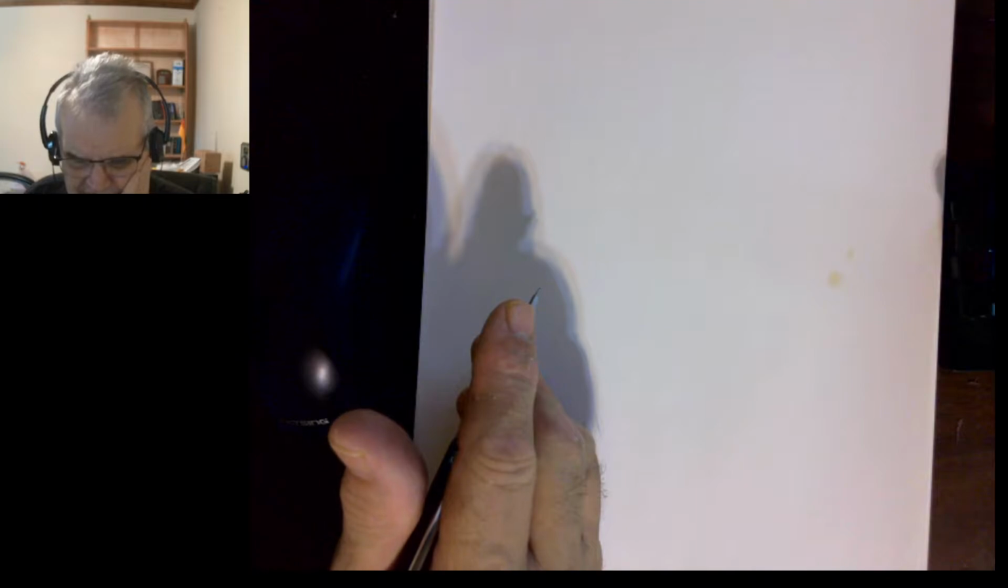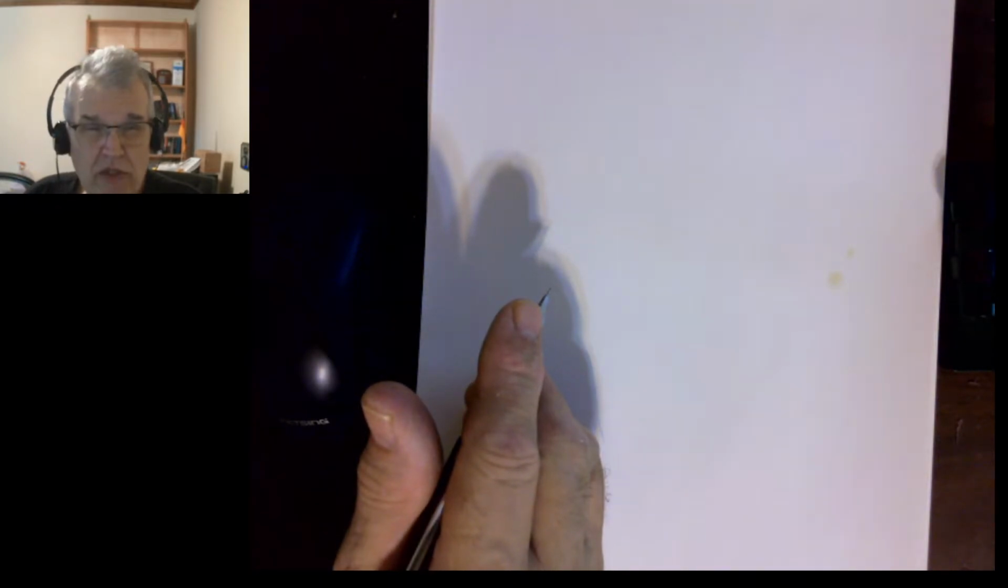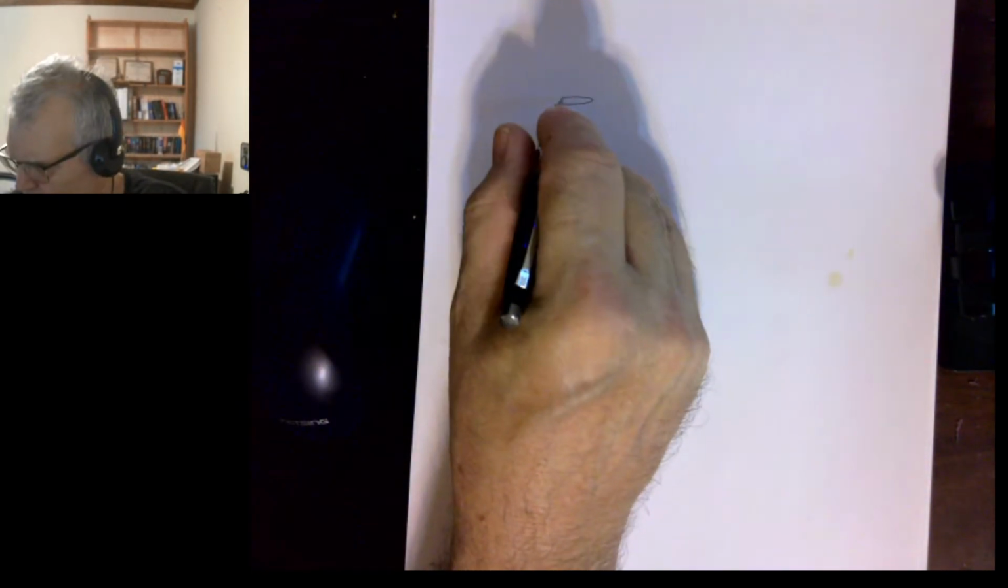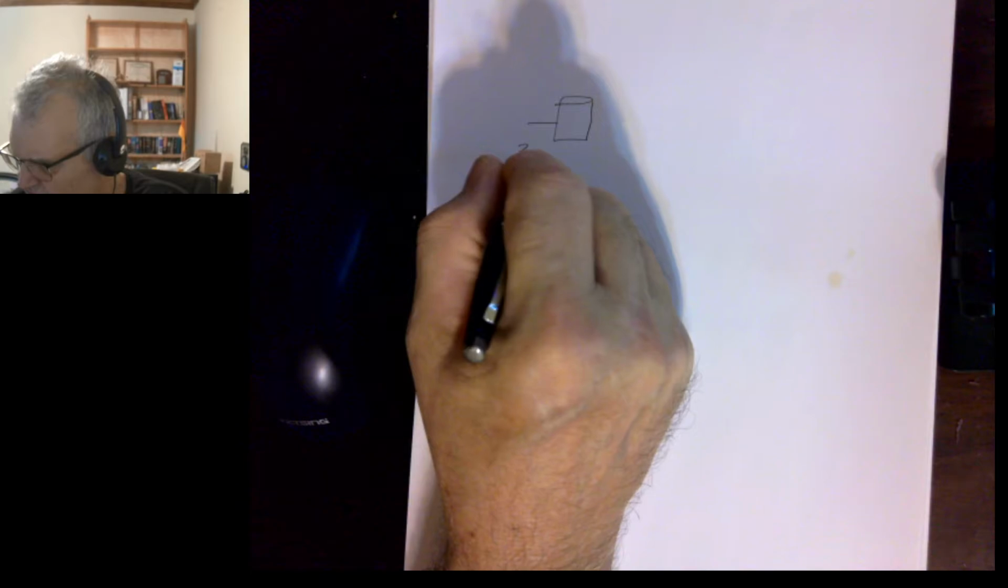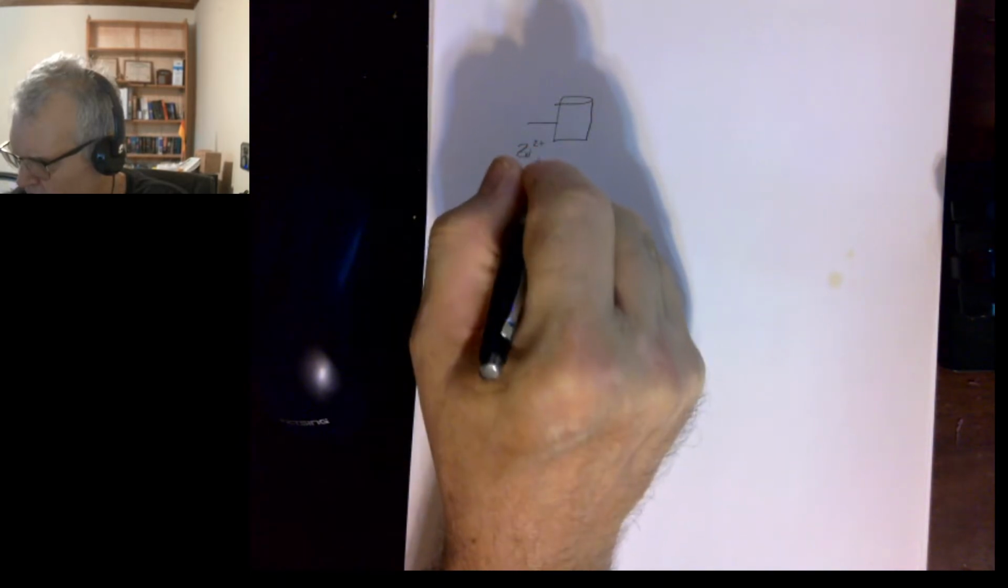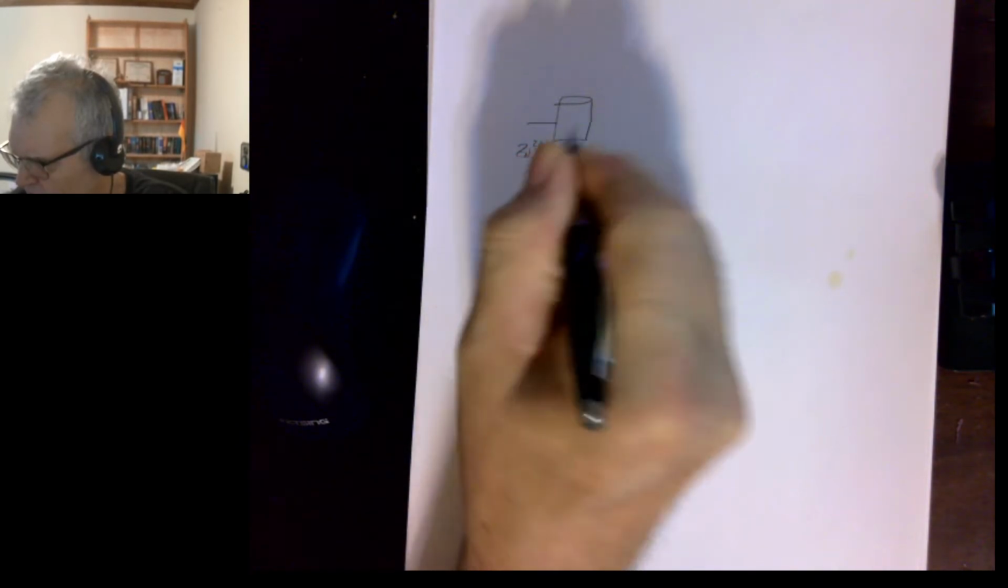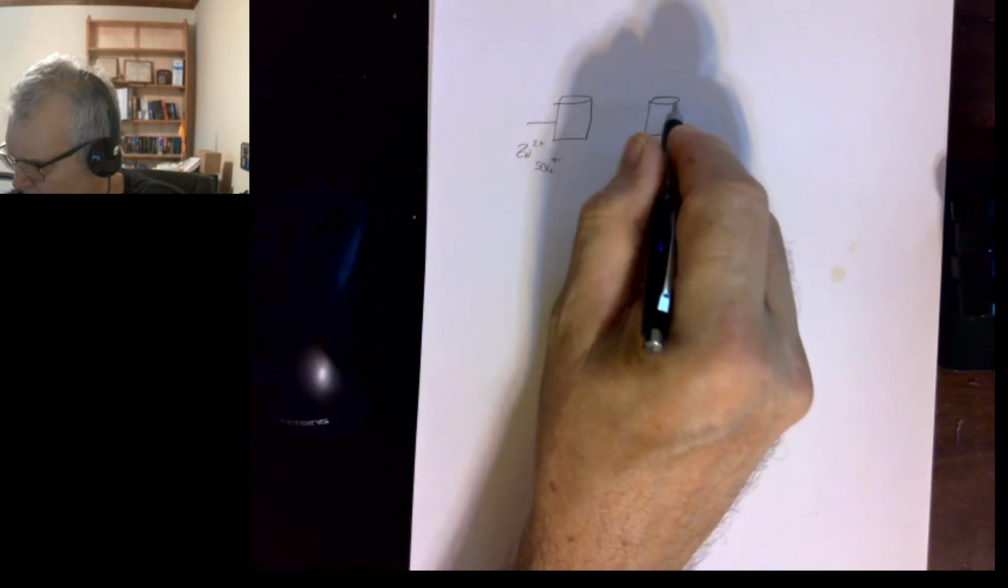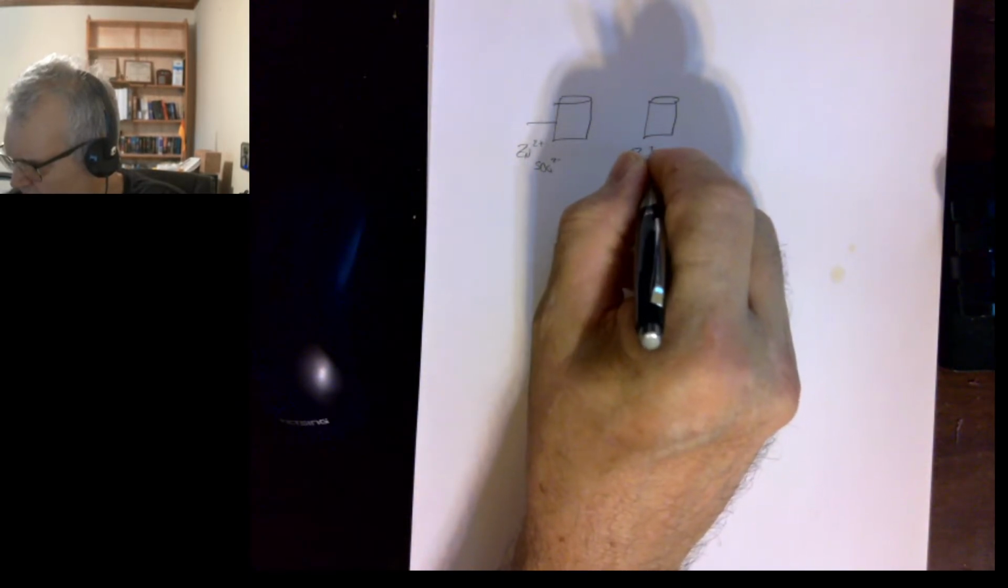Well, let's say that we run a potential, we have two different cells. We have a cell over here that has, say, zinc sulfate in it, right? And we have a cell over here, and this has zinc sulfate in it.